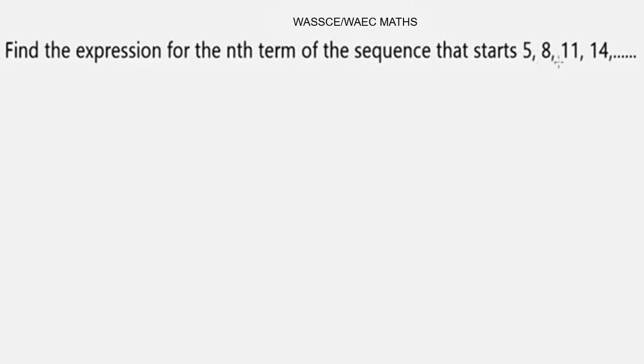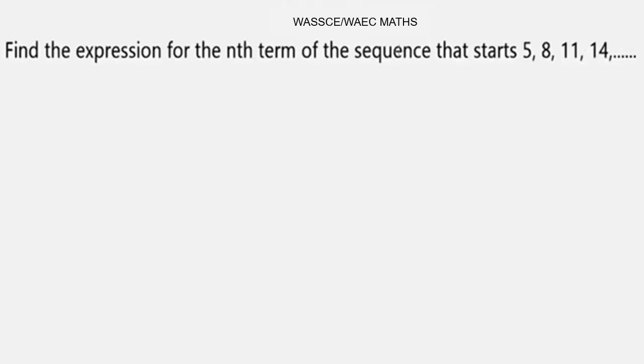It's an arithmetic sequence because when you check the order of this sequence, the difference between 5 and 8 is 3. The difference between 8 and 11 is 3. The difference between 11 and 14 is also 3. Alright, so this is an arithmetic sequence or progression.